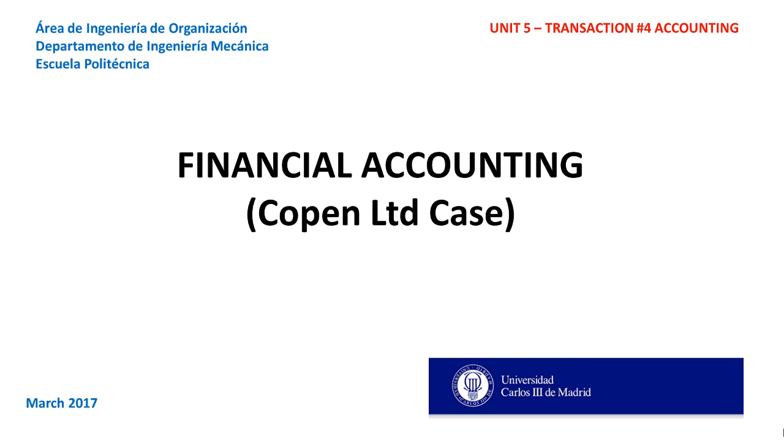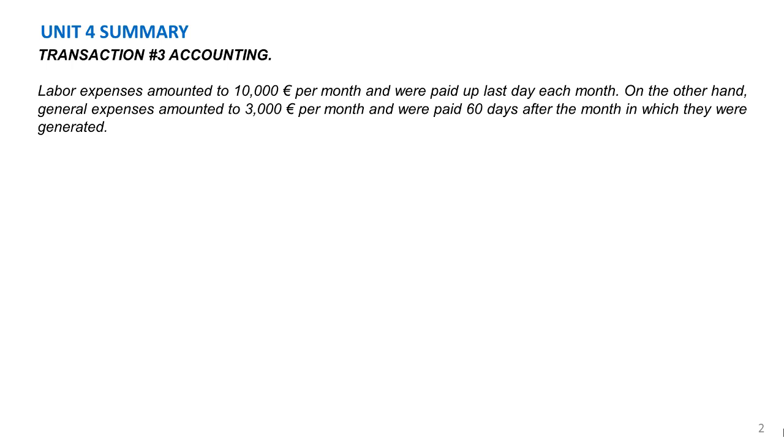In March 2016, Copen takes out a loan. In this unit, we're going to analyze and account for that transaction. But before that, let's review the previous unit. It focused on the analysis and posting of labor and general expenses corresponding to 2016.